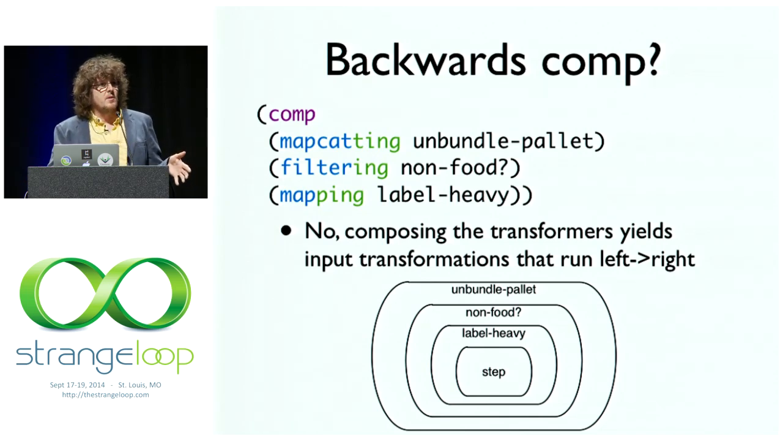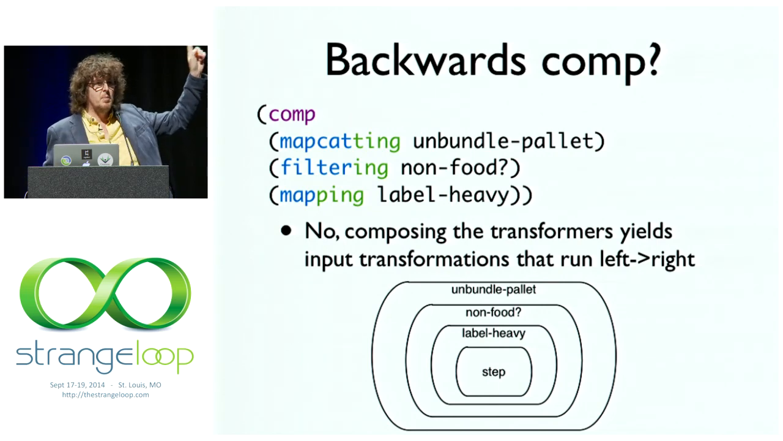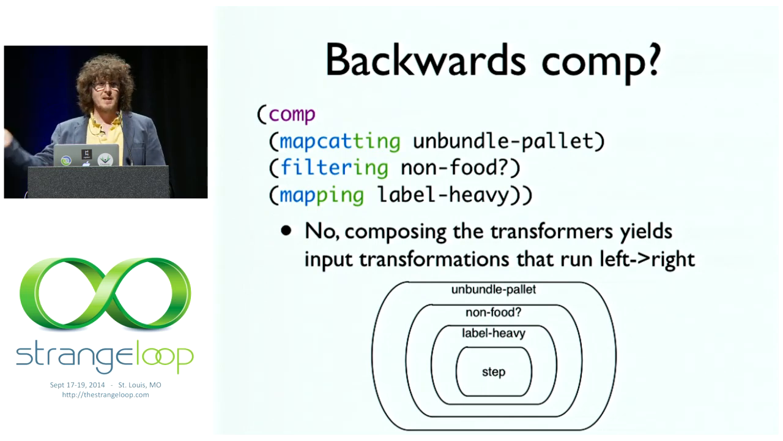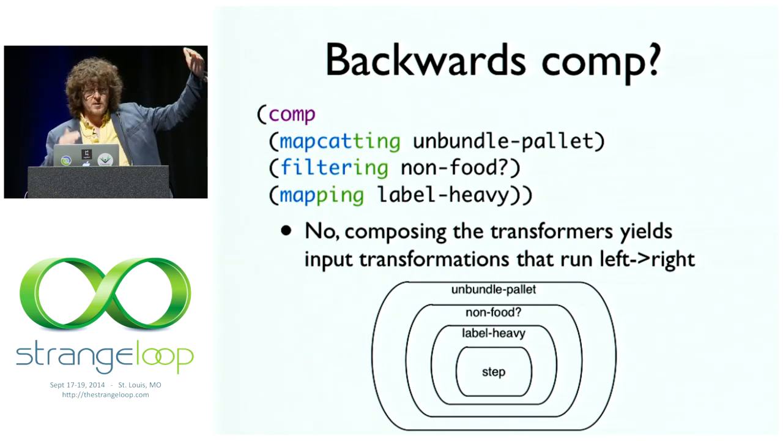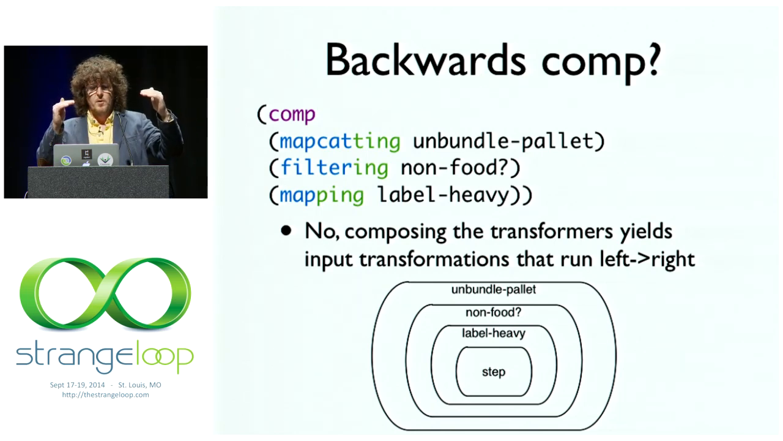Then mapcatting runs, or the result of mapcatting runs. And that says, give me a step, and I will take its input, presume it's a pallet, unbundle it, and supply each of those arguments to the nested thing. So the composition of the transformers runs right to left. But it builds a transformation step that runs in the order that they appear, left to right, in the comp. In other words, comp is working ordinarily. It's building steps right to left. The resulting step runs the transformations left to right. So when we actually run this, we'll unbundle the pallets first, call the next step, which is to get rid of the food, call the next step, which is to label the heavy bags. So that's why it looks backwards.